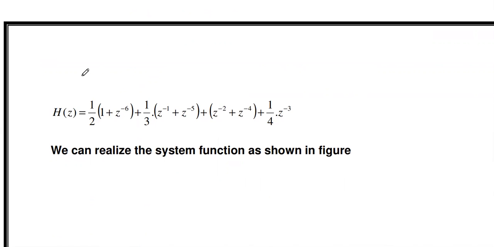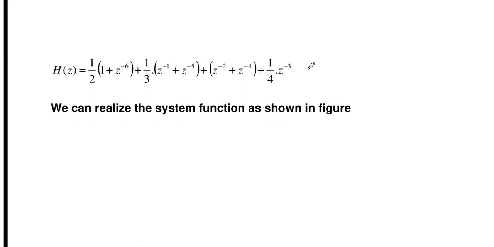So you see, we are combining the first term and last term. 1 by 2 common, so 1 plus z power minus 6. Similarly, 1 by 3 common is z power minus 1 plus z power minus 5. Similarly, 1 common is z power minus 2 plus z power minus 4, plus 1 by 4 is z power minus 3. Since you know h of 0 and h of 6 are equal, we are taking it outside. Similarly, h of 1 and h of 5 are equal, so we are taking it outside. So we can get the equation like this.